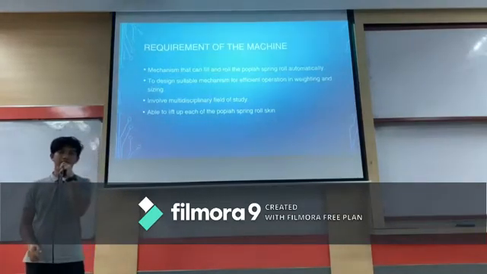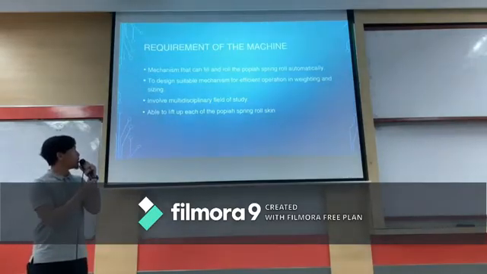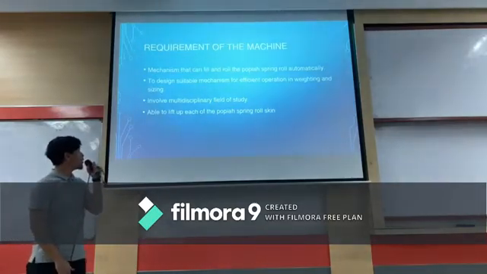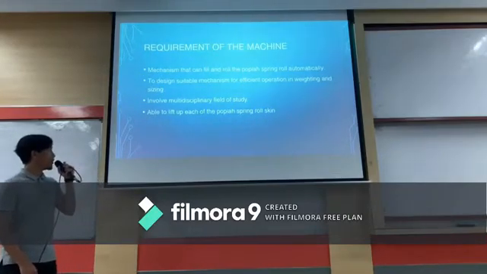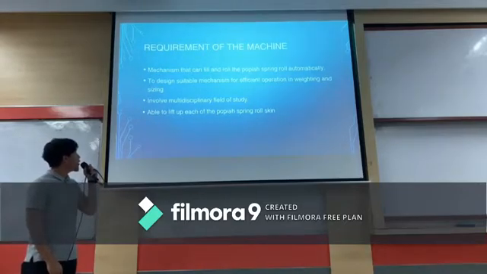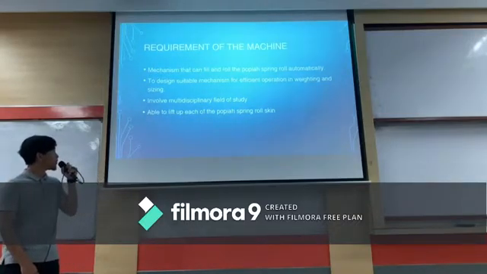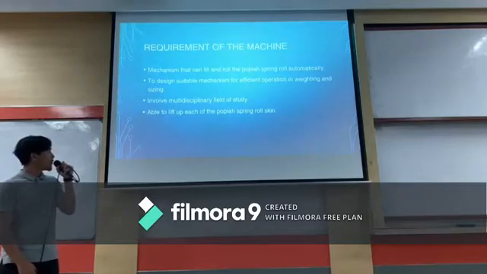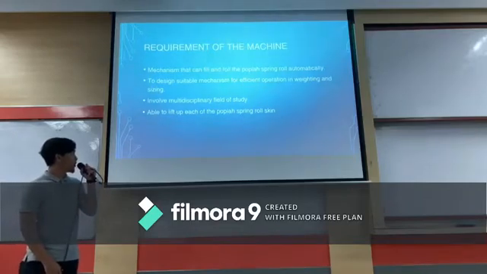Assalamualaikum, I am Muhammad Ikram and I'm from Group 2. Next, I will present about the requirement of the machine. The first requirement of the machine is a mechanism that can fill and roll the Popiah spring roll automatically. The second requirement is to design a suitable mechanism for efficient operation in weighing and sizing. Next, involve multidisciplinary fields of study. And last is to be able to lift each of the Popiah spring roll skins.